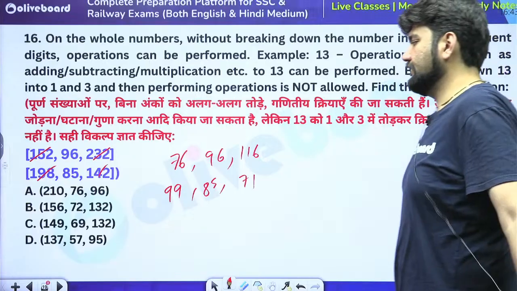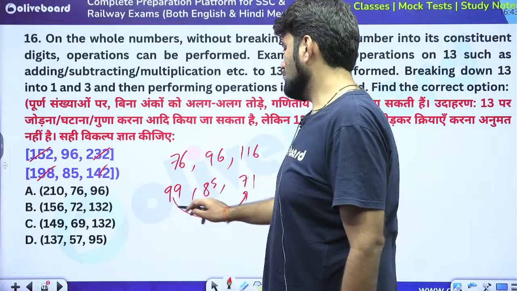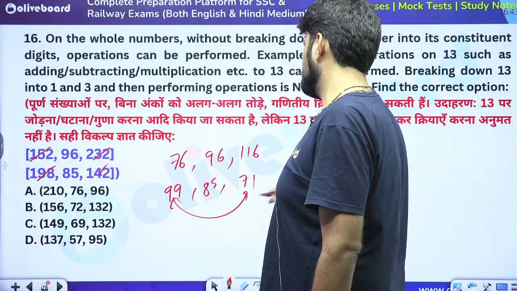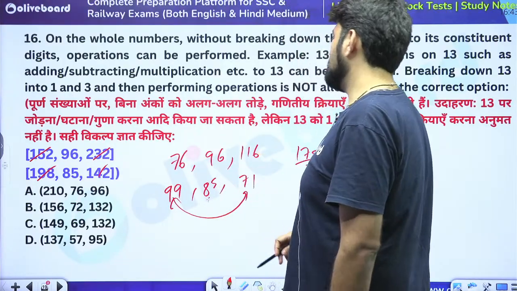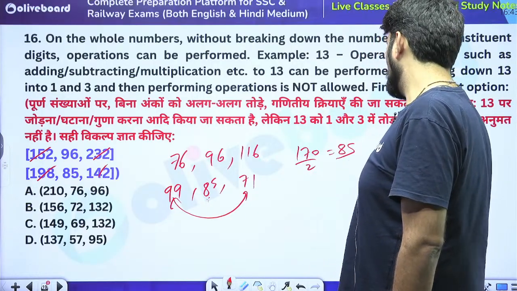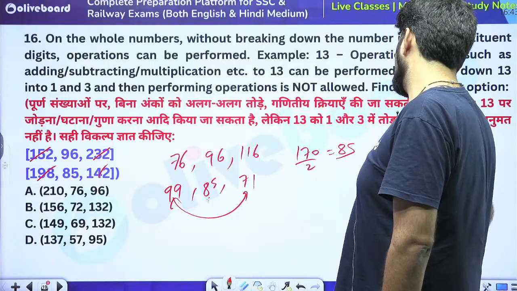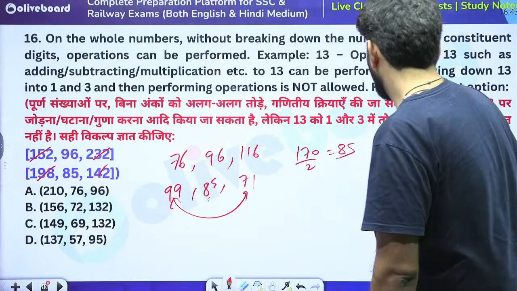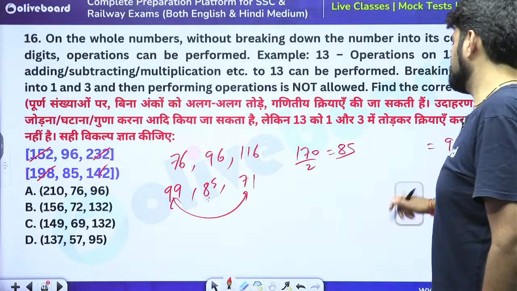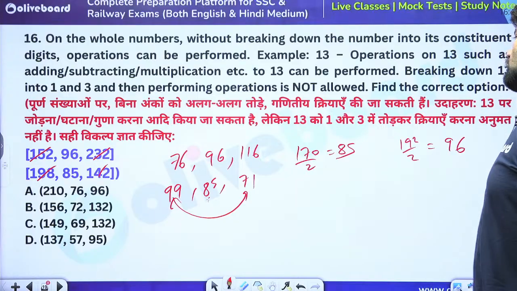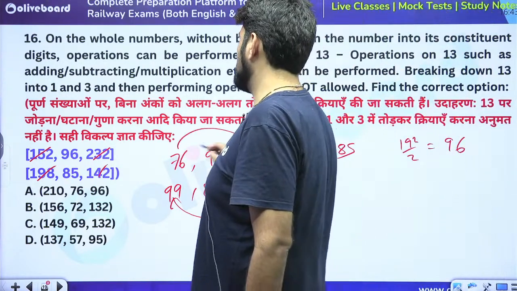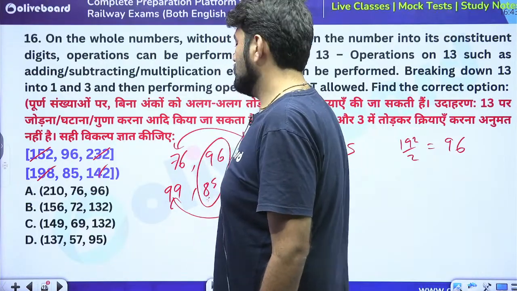Now, if you divide them, add them. So 99 plus 71 is 170, and 170 divided by 2 is 85. Add this 116 plus 76 is 192. 192 divided by 2 is how much? It's 96. Okay. So now what is happening? What does this show? This shows that the sum of the last two numbers after dividing by 2 and divided by 2 gives me the center number.